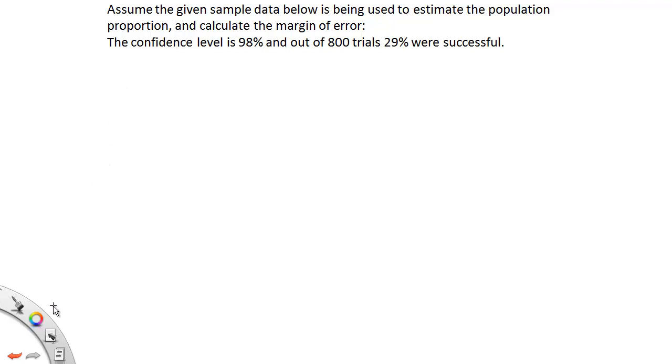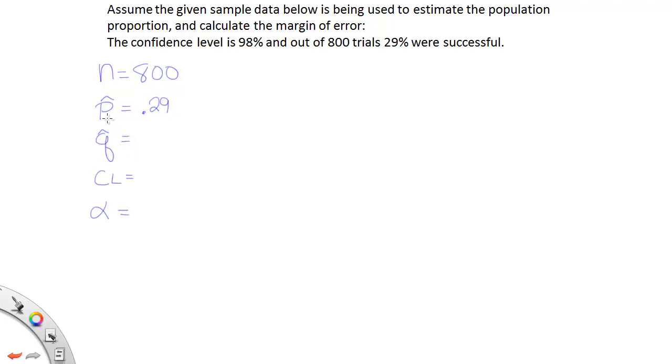The first step of those, then, is to actually copy down all the information. So I'm going to start by writing down that n is equal to 800 because there were 800 total trials. I'll need a p-hat, I'll need a q-hat, a confidence level, and I'll need an alpha for the problem. The p-hat is just the sample proportion, so we're looking for a percent that represents the percent that were successful. In this case, it's 29%, so 0.29.